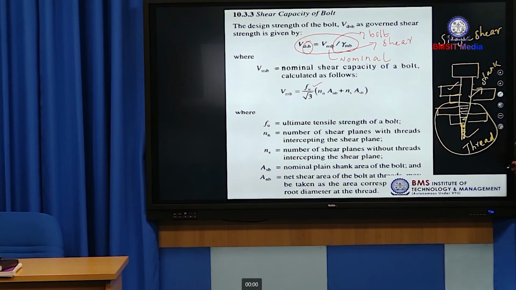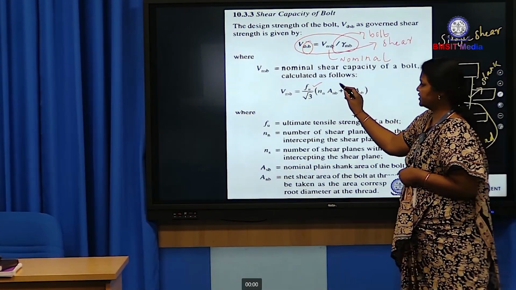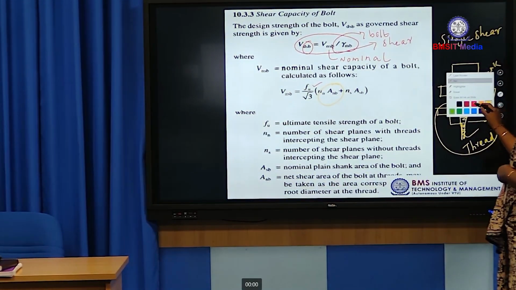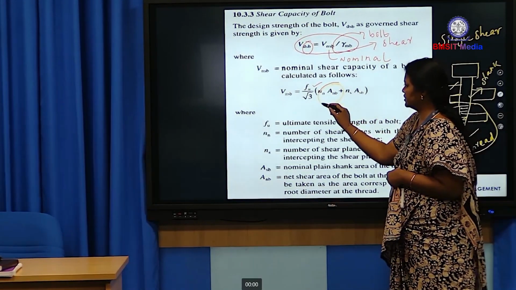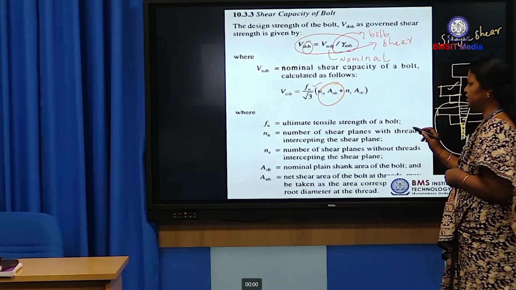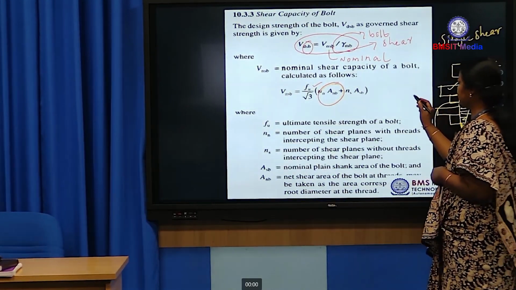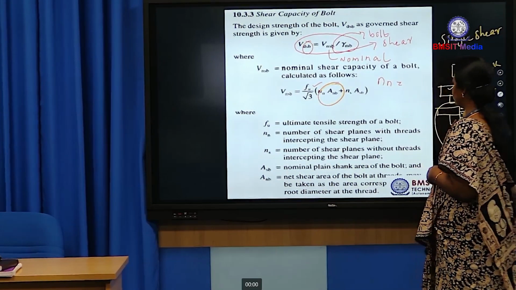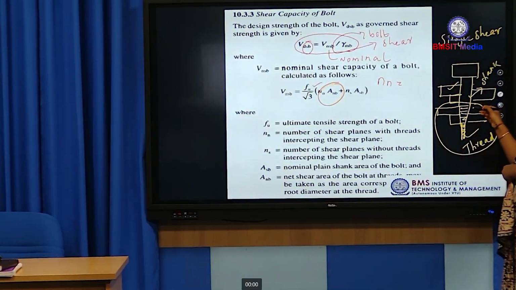If the thread portion passes through the shear plane, we have to consider this term, that is NN into ANB. So, this is the lap joint. For the lap joint, the thread portion passes through the shear plane.